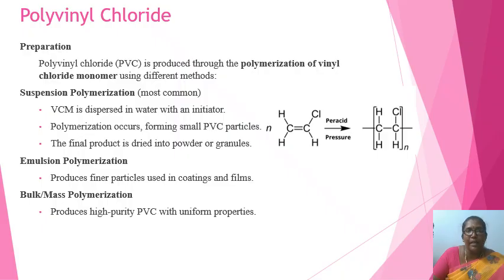Next one is emulsion polymerization, which produces finer particles used in coatings and films. And the third one is bulk or mass polymerization, which produces high purity PVC with uniform properties. Here I gave you the monomer of polyvinyl chloride, which reacts in the presence of peroxides and atmospheric pressure, and gives you the polymer polyvinyl chloride.